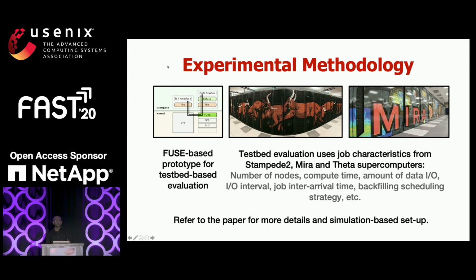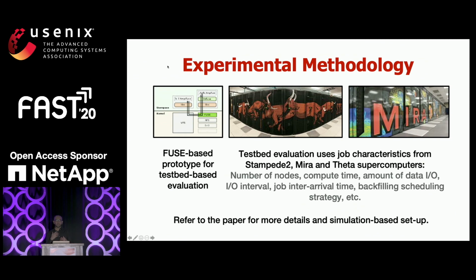So for the FUSE-based prototype implementation, we have a system of 64 OSTs and 192 object storage clients, or OSCs, and we run 250 real HPC applications on this setup, using the parameters and job characteristics from the Stampede2, Mira, and Theta supercomputers. And these characteristics include number of nodes, compute time, amount of I/O, job scheduling using backfilling, and job inter-arrival times. And we run this entire system, and we get a bunch of metrics, as we will see later. And for the simulation, we do a real simulation setup.